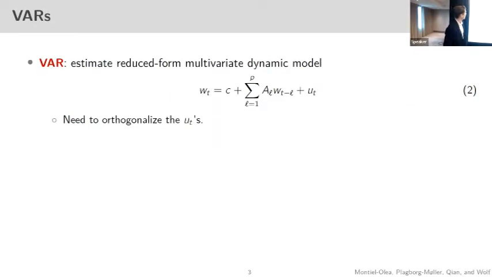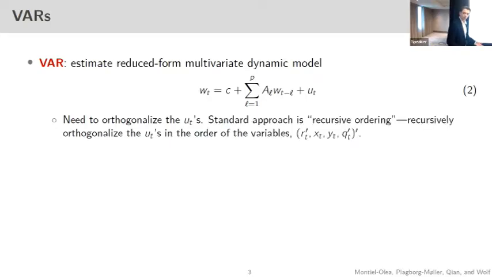A reduced form VAR is a multivariate dynamic model where you relate the W's to their own lags, in this case P lags. And then you have some reduced form innovations, the U's. To turn this system into impulse responses, you orthogonalize the U's in some way and propagate them forward through the reduced form VAR system.